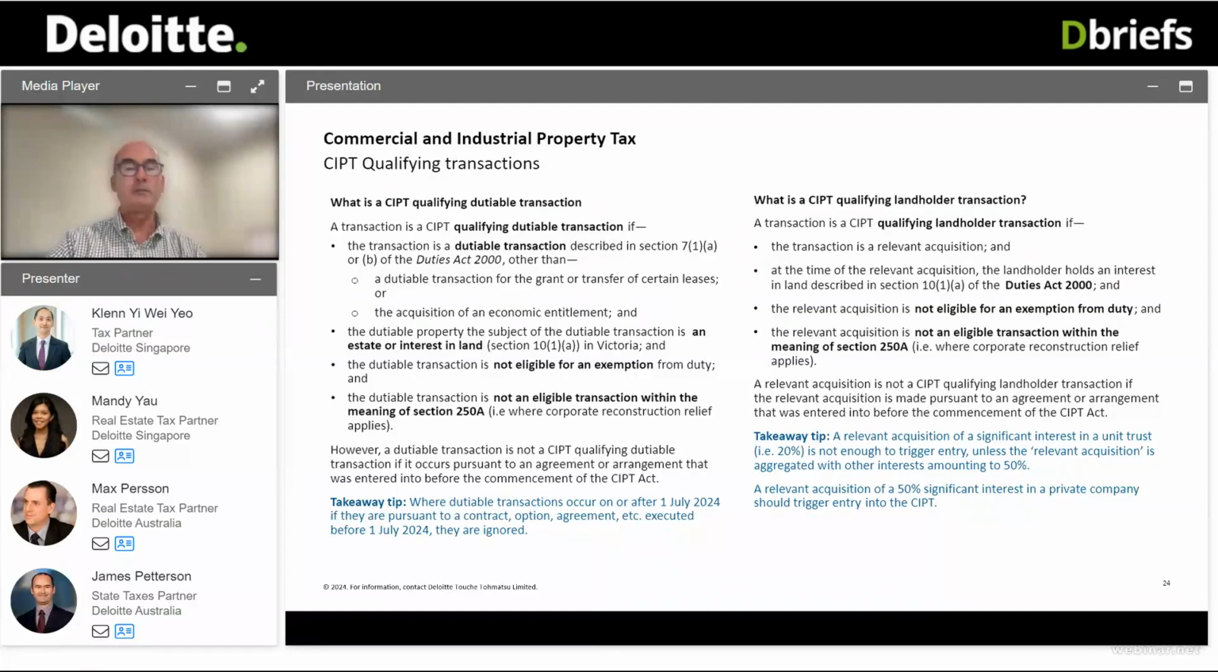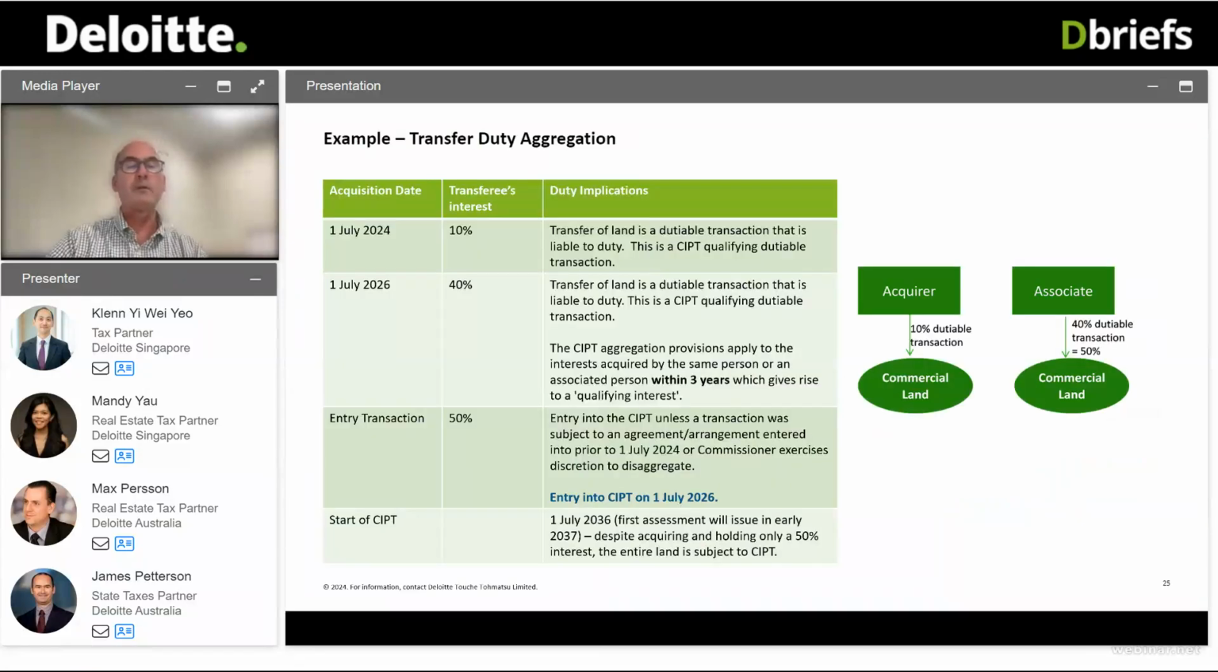And the aggregation provisions are also similar, including the 3-year period. But note, because landholder duty applies to a 20% or more interest in trusts, landholder transactions involving property held by unit trusts, for example, may continue to see the landholder duty apply without transitioning the property into the CIPT regime. So if we move to the next slide, thank you, we'll have a look at a practical example of this from a transfer duty perspective.